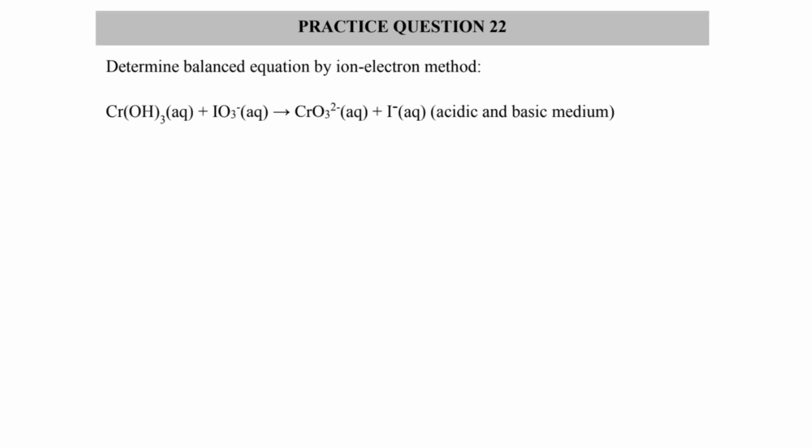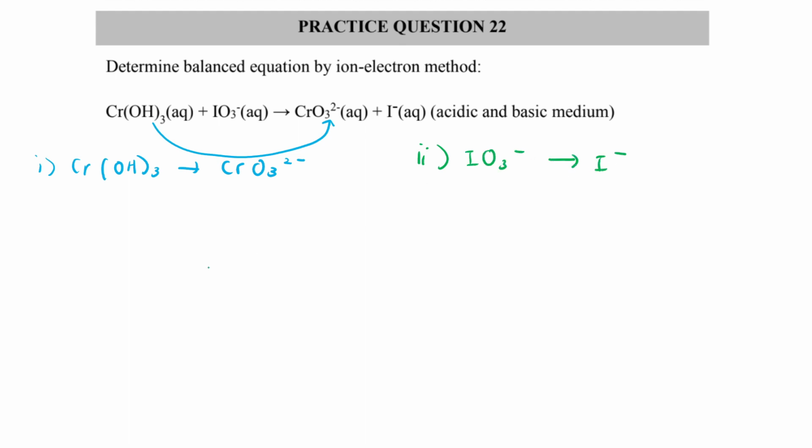The second question, question 22, balance the redox equation in two conditions, acidic and basic medium. First we divide into two half equations. The first half equation, Cr(OH)3 produces CrO4 2 minus, and the second half equation is IO3 minus produces I minus. So we start by balancing the first half equation.